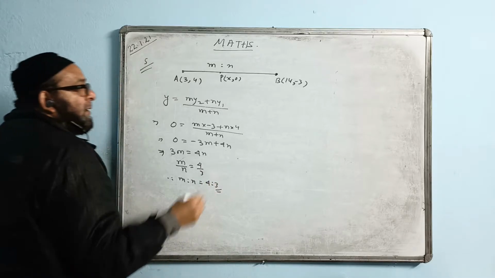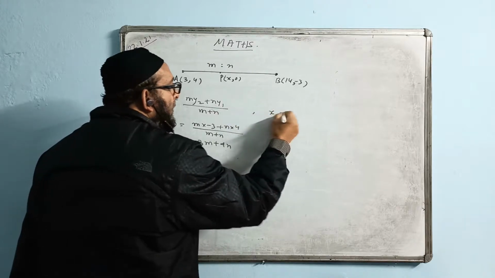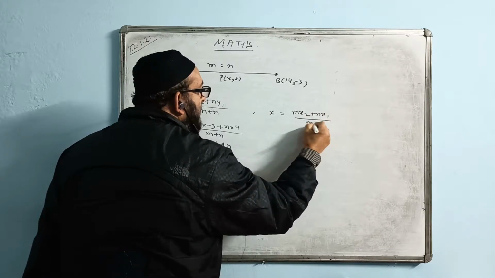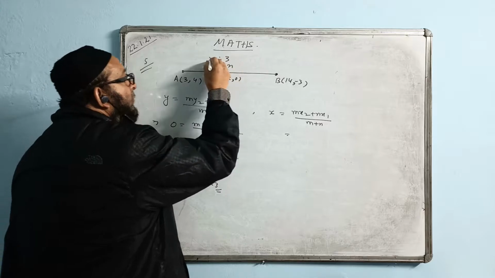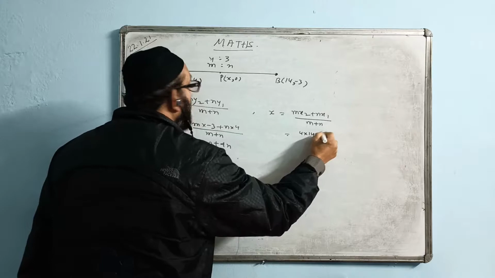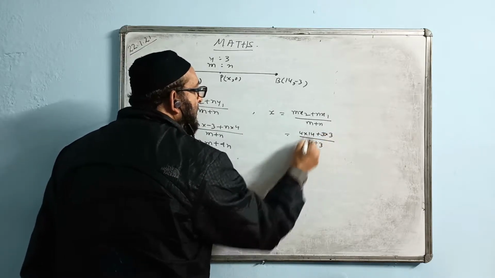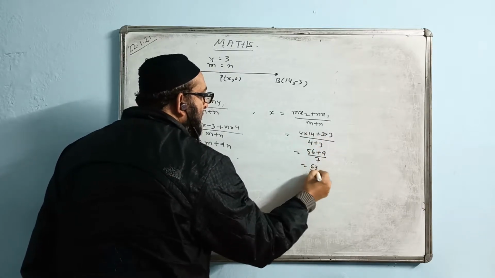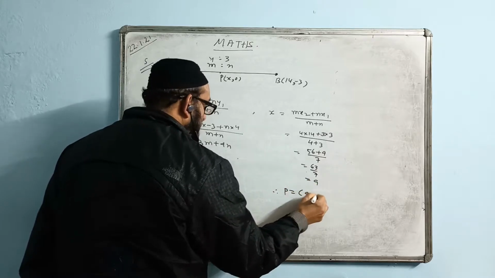The first answer. Now they are asking find the coordinates of P. That is, you have to find value of x also. X value formula is mx2 plus nx1 by m plus n. M is 4. Now the value of m is known. 4 is to 3 we found. 4 into 14 plus n is 3 into 3 by 4 plus 3. This is 56 plus 9 by 7. 63 by 7. This is 9. Therefore coordinate P is coming 9, 0.